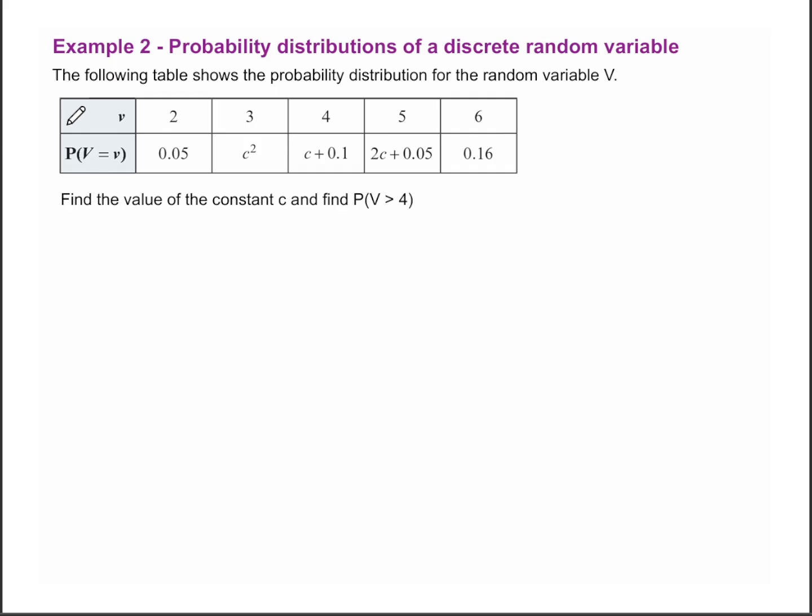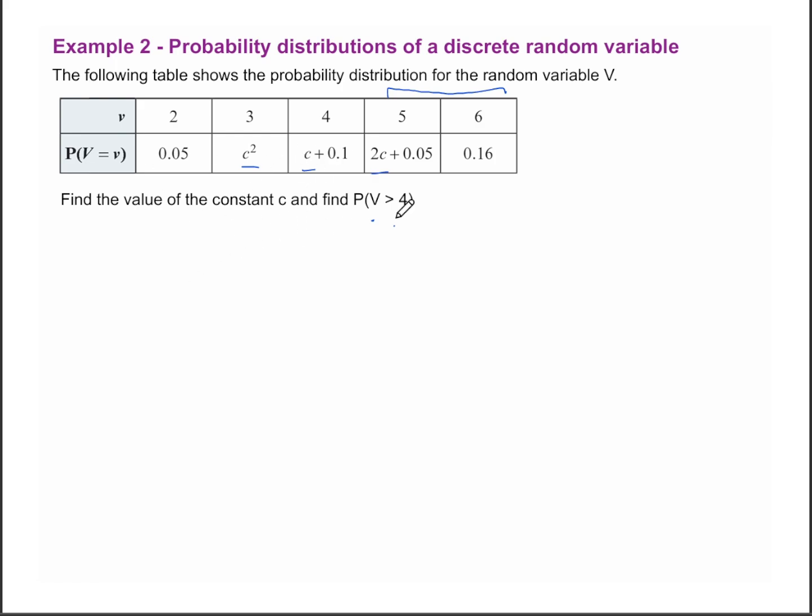Next example, the following table shows the probability distribution for the random variable v. So we're given the probability distribution table. We need to find the value of this constant c, and we also have to find the probability that v is greater than 4. What are the values that are greater than 4? 5 and 6. And we'll see how we use that information to answer the second part. But first, we have to find the value of the constant c.